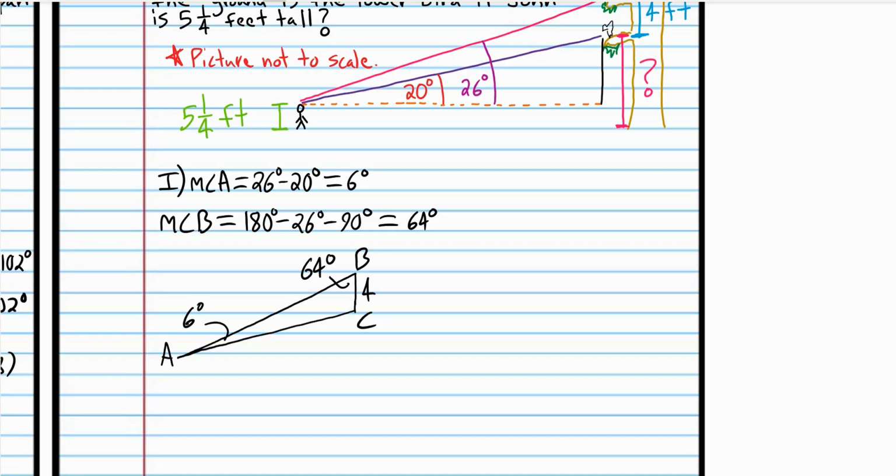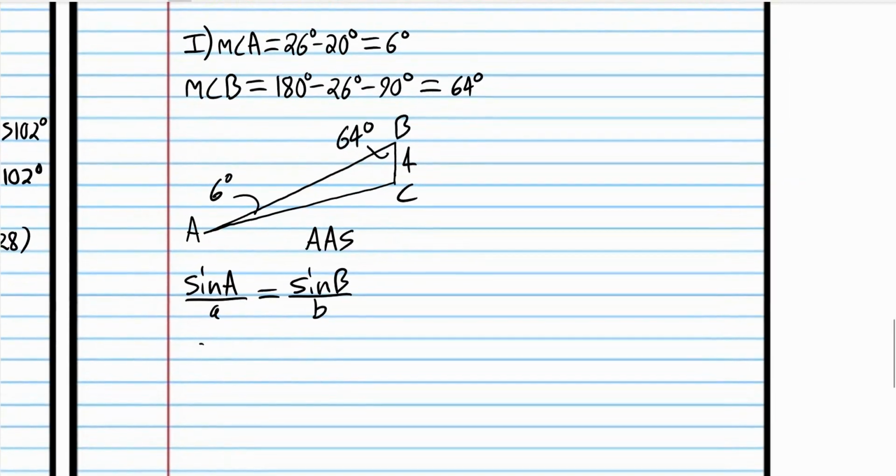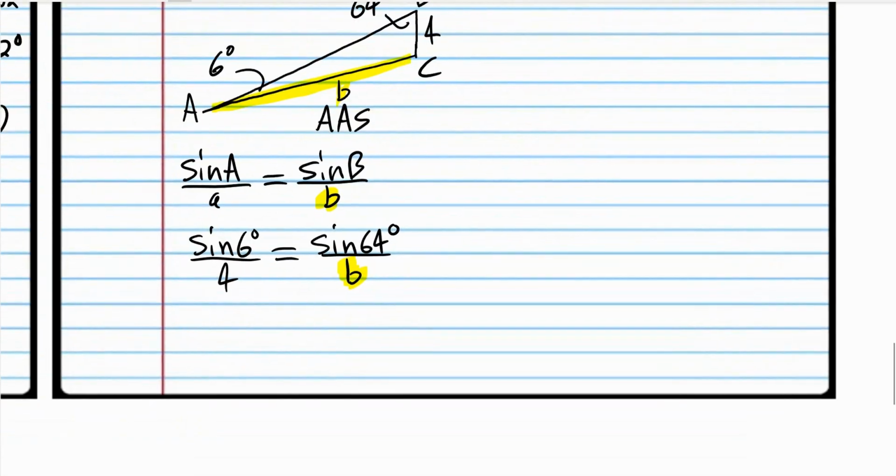So now we have an AAS situation, angle angle side scenario. Sine A over A is equal to sine B over B. That's the law of sines. So we have sine 6 degrees over 4 is equal to sine 64 degrees over B. And B is this yellow distance. I'm not going to show all the steps because you've seen these steps many, many times. It's just the same algorithm to solve this.